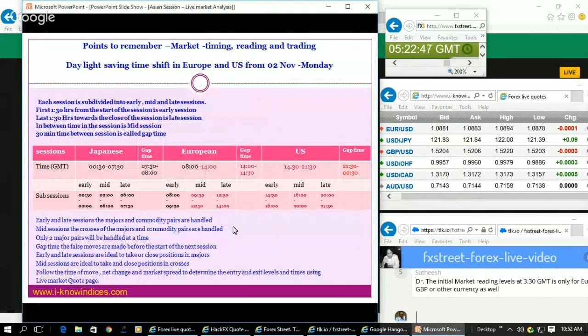This is the slide indicating how exactly the market session timings are going to be when the daylight saving system is switched off. So here afterwards, till March 2016, we'll come across the Japanese session up to 7:30 GMT. Then 8 to 14 GMT will be the European session. Then the US session will be from 14:30 to 21:30 GMT.